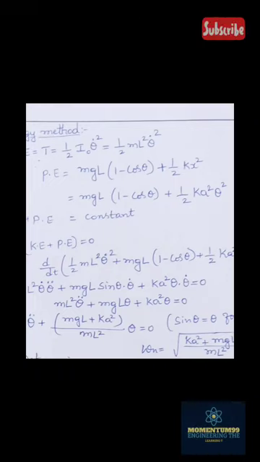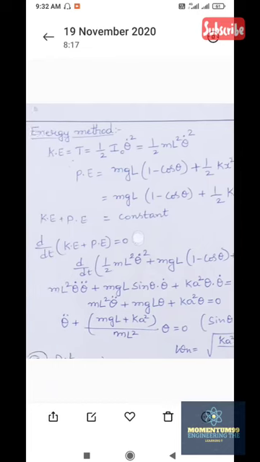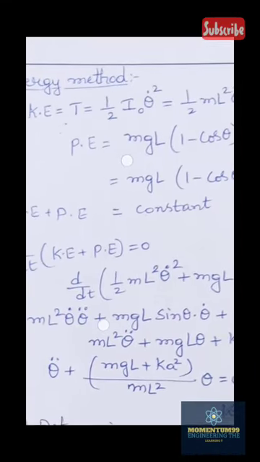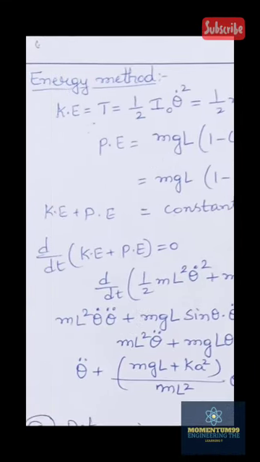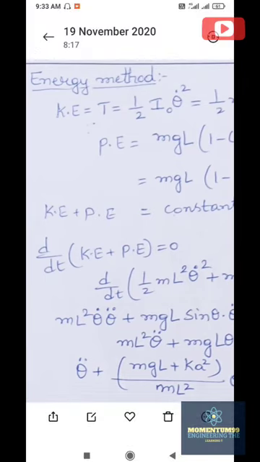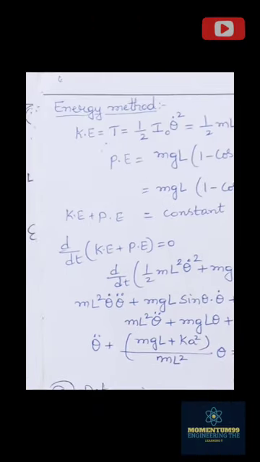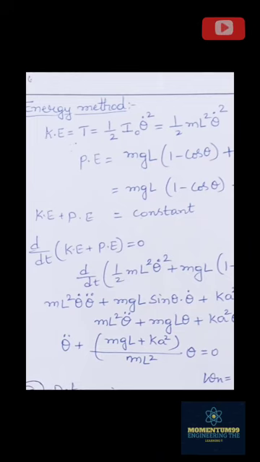And plus half into kx square, where x is the linear displacement. We are considering here the angular displacement, hence x will be replaced by a into theta. Obviously x square is equal to a square into theta square. Now in this energy method, we will be adding the kinetic energy and the potential energy. That should be equal to constant. Next, after adding these two equations, we will be differentiating that with respect to dt.